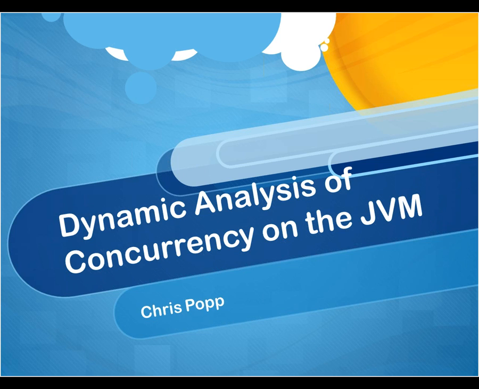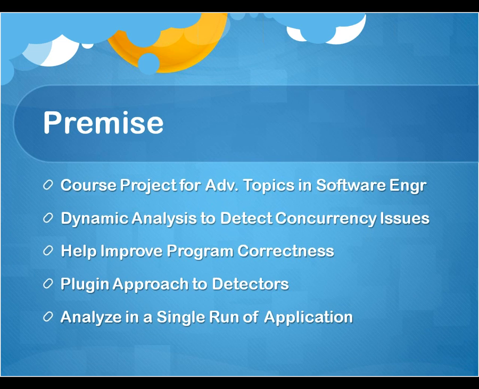All right. So my name is Chris Pope, software engineer in Rochester, working on the Digi platform. My presentation is going to be on dynamic analysis of concurrency on the JVM. So most of this has been a course project for my advanced topics in software engineering course that I'm taking at the University of Illinois.